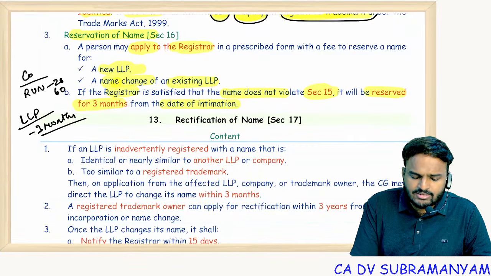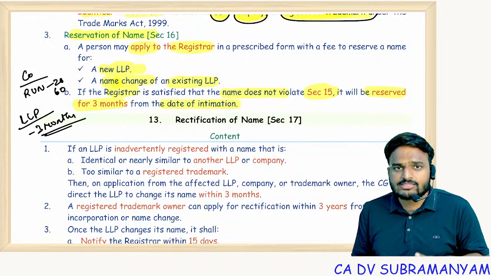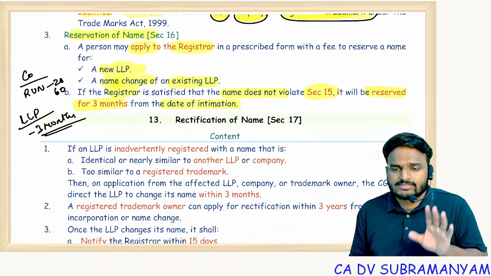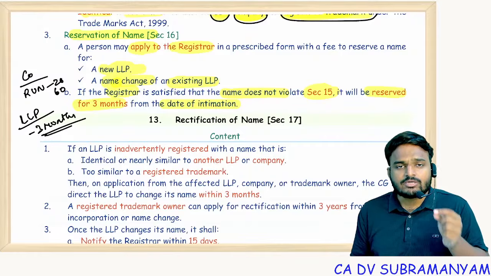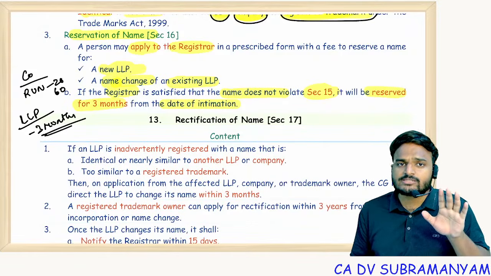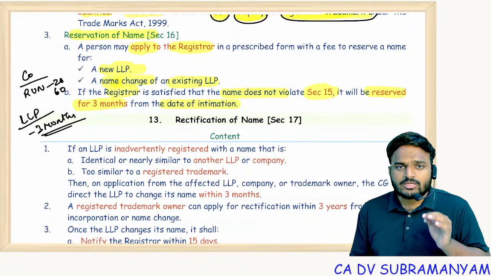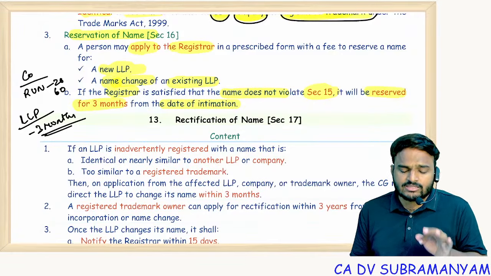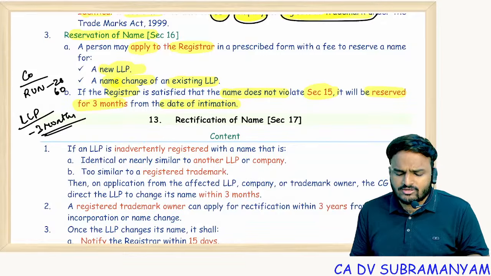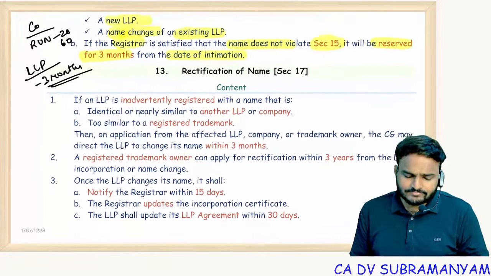Remember these time limits. Company name reservation is for 20 days only. For an existing company planning to change its name, the proposed name will be reserved for 60 days. Coming to the LLP, once a name is reserved, it will be valid for 3 months. Within 3 months, you have to comply with incorporation or change of name.